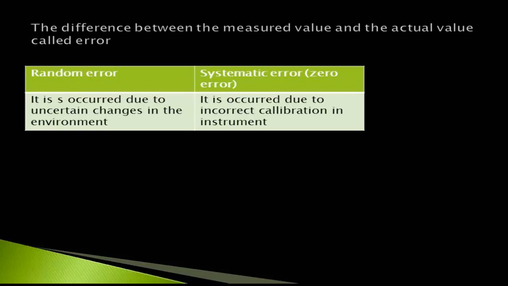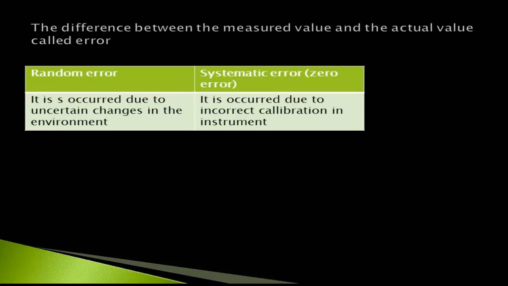While if you talk about the systematic error, this is restricted to the instrument. It occurs due to incorrect calibration in the instrument, just like the vernier caliper we have designed and the calibration we haven't marked properly. Likewise, we have the meter rule and the calibration that we have marked is not accurate, so this type of error can arise.